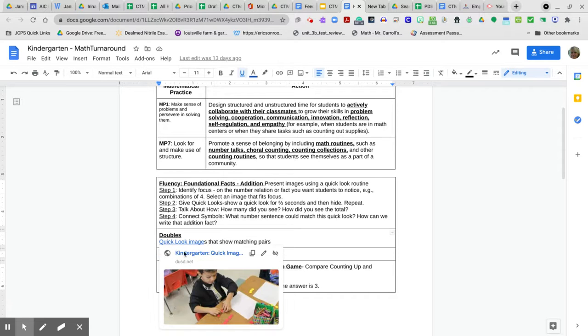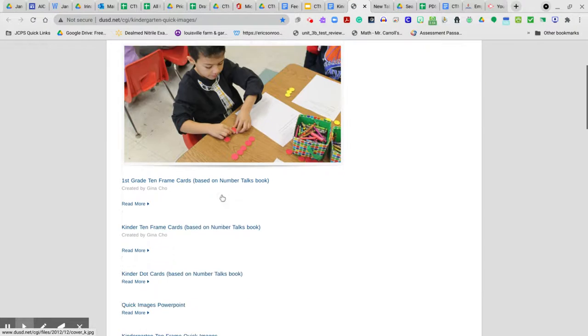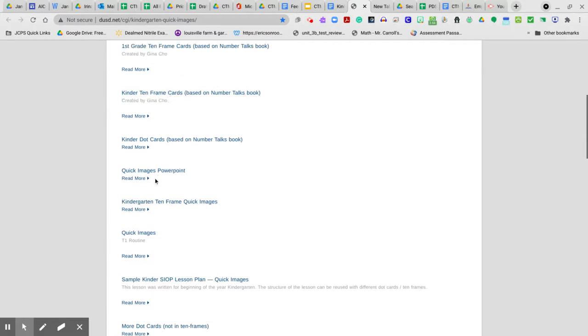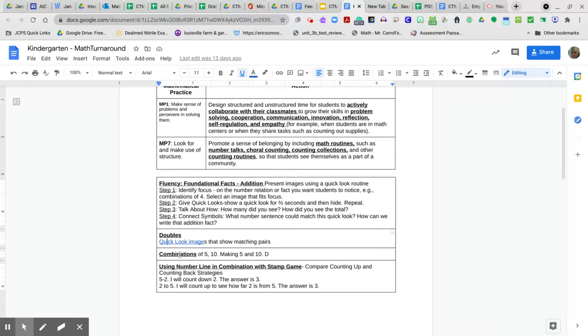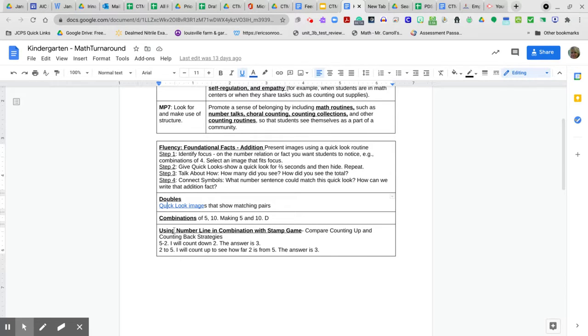And so if you click here, I give you an example right here. I give you some quick images, a link here that you can kind of use, the dot cards and PowerPoints and a whole bunch of resources here that you can use for that. Down below, again, we're in this fluency component. When you're working on fluency and addition, you also want to work on combinations, 5, 10, making 5, and making that 10.